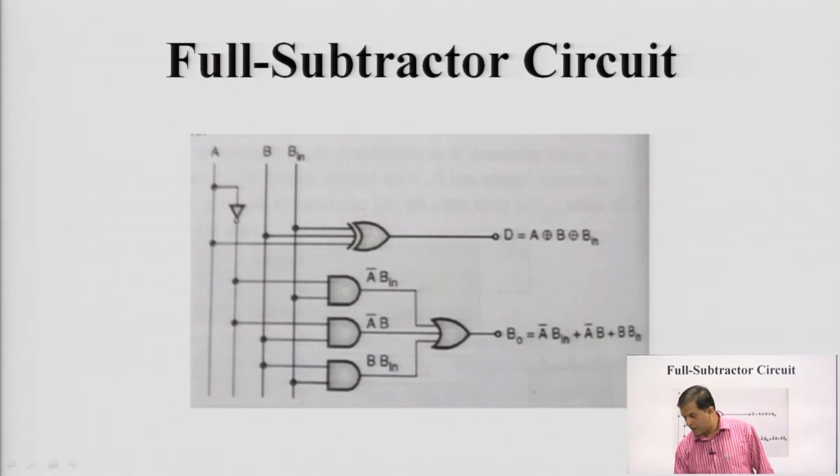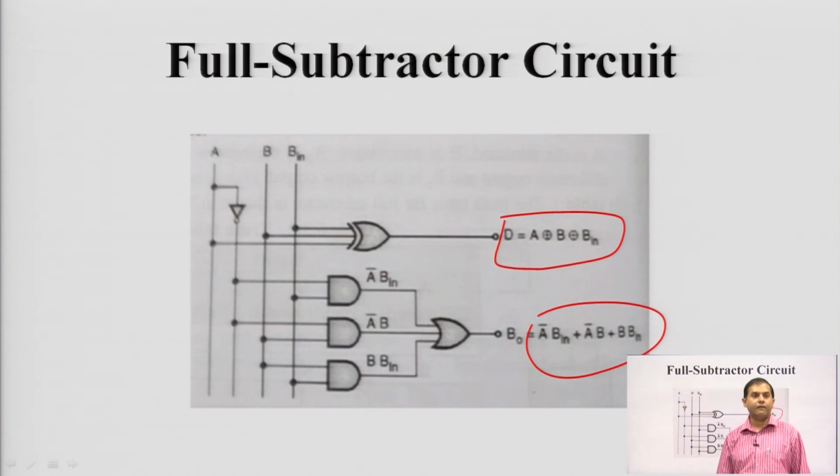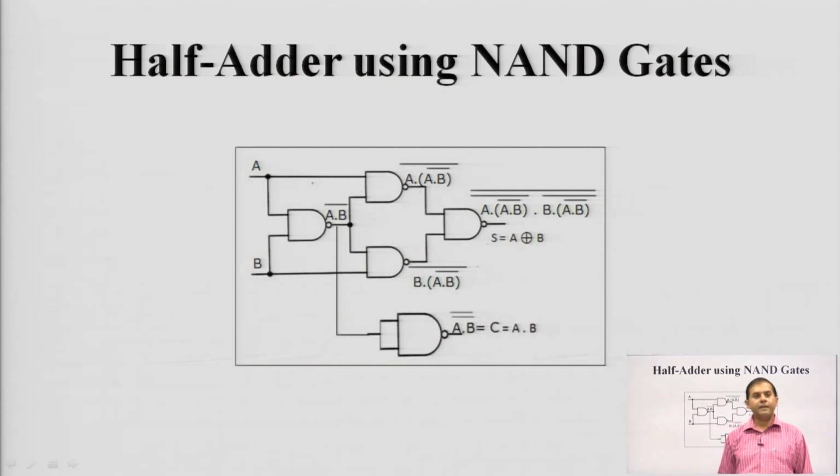Now just look at the full subtractor circuit. We have already seen this is the difference and this is the borrow. So, we have drawn the circuit for the full subtractor. Okay, clear? Next, sometimes you can be asked to design a half adder circuit or full adder circuit using universal gates like NAND and NOR.